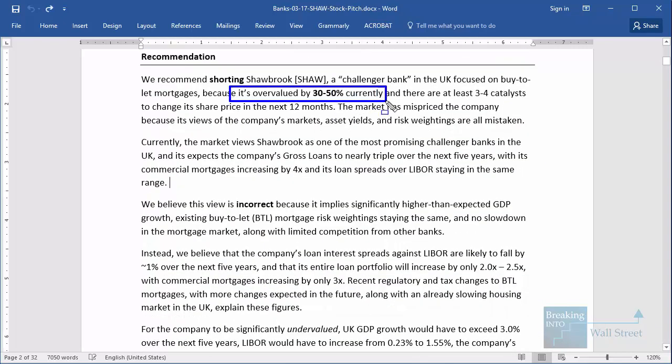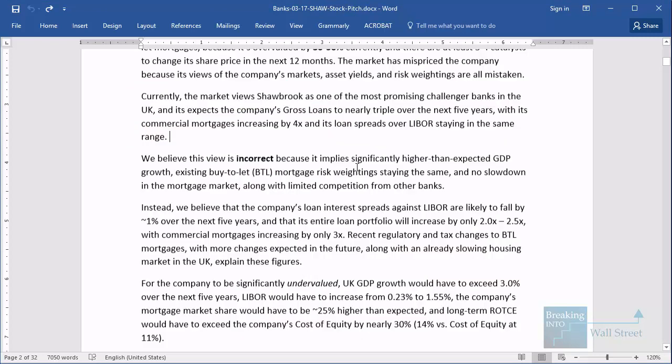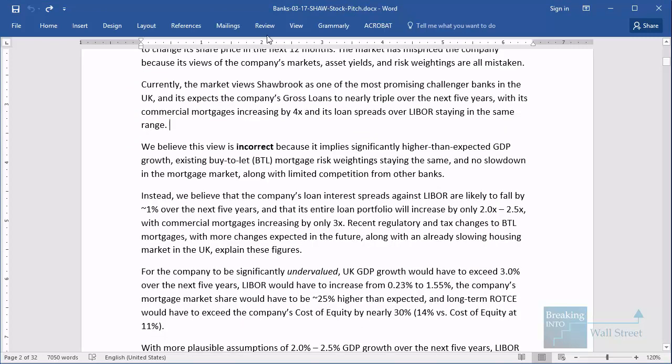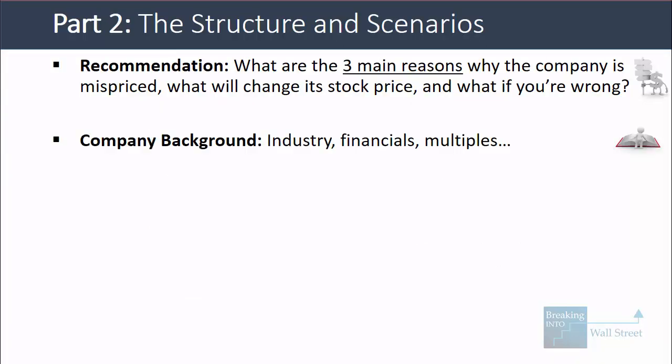And we state up front that we think the company is overvalued by 30 to 50%. We think there are 3 to 4 catalysts, specific events that will change its share price in the next 12 months. And we think the market's views on the company's growth rates, its asset yields, its risk weightings, and a number of other things are all mistaken. So we're stating our reasons right up front in the beginning, which is exactly what you want to do here.